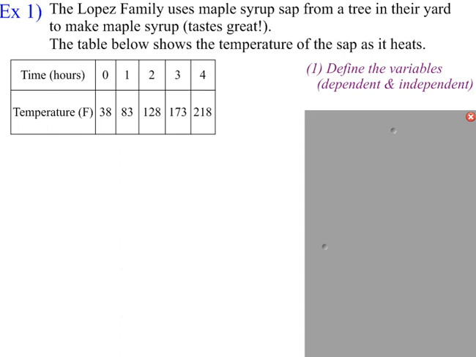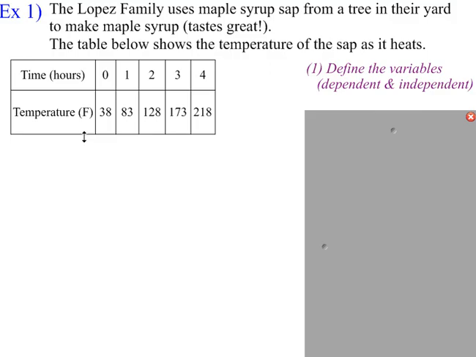So here we have in this example, the Lopez family uses maple syrup sap from a tree in their yard to make maple syrup. It actually tastes pretty good. The table below shows the temperature of the sap as it heats. So here we have a table, and it shows our time in hours and our temperature in Fahrenheit.